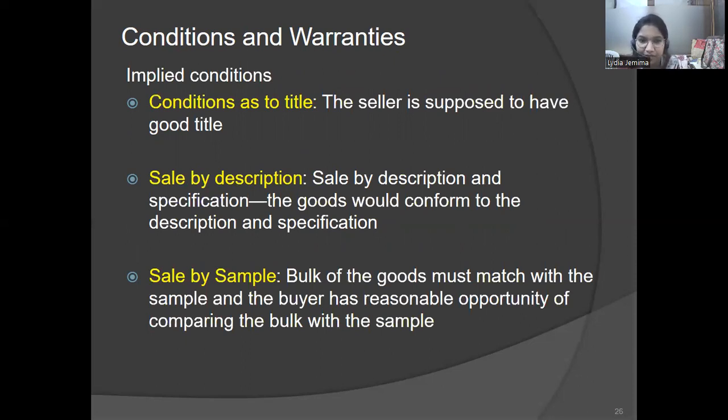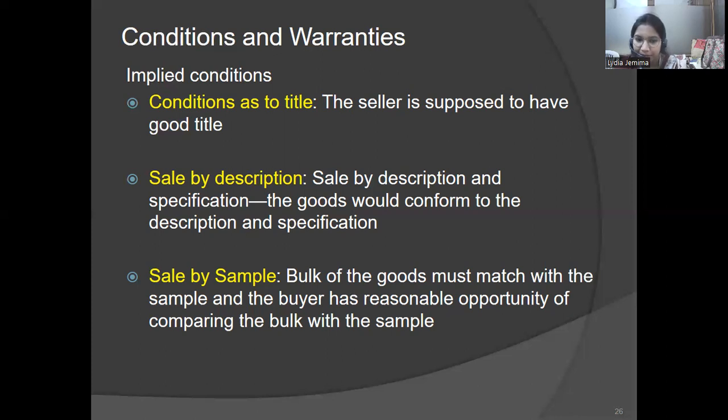Okay, sale by description. Sale by description and specification. The goods should conform to the description and specification. Like, now, the water bottle you purchase is described as a copper water bottle. But when you buy the product, the description given, copper water bottle, does not match the water bottle which is there. It is a normal insulated water bottle, right? Which is not right. So when you're making a sale, the description and specification should match what you actually give to the buyer.